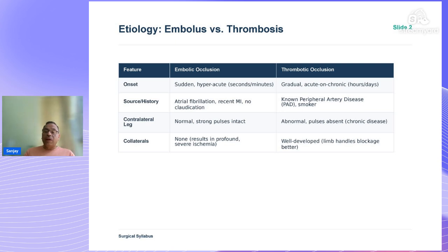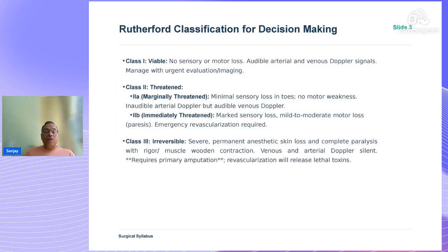Now, in embolic occlusion, the collaterals have no time to develop, so there would not be any collateral circulation, resulting in profound, severe ischemia. Whereas thrombotic occlusion is a more chronic, time-taking process, so the collaterals have had time to develop. That's why in a thrombotic occlusion we have a well-developed collateral circulation, and this means the patient can handle the ischemia much better than in an embolic occlusion.